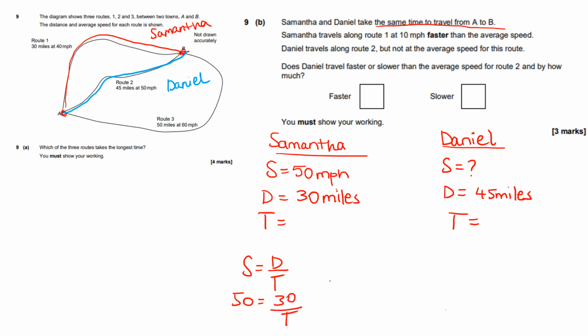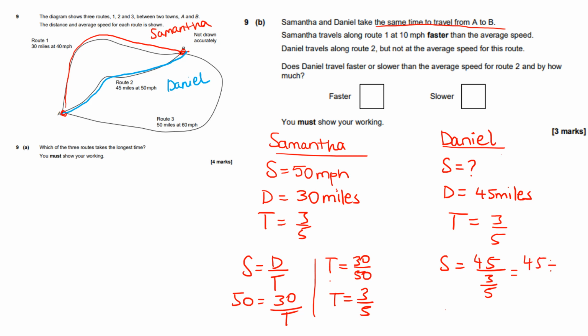When we get to this stage, we need to multiply both sides by t and then divide by 50, which would give us 30 out of 50. The time will simplify down to 3 out of 5 of an hour. I'm just going to leave it as 3 out of 5 because I can use that in my formula. Since it's the same time, speed for Daniel is going to be distance over time. So we know that if I have 45 divided by 3 out of 5, it's the same thing as this.